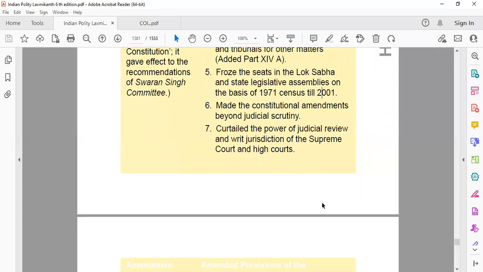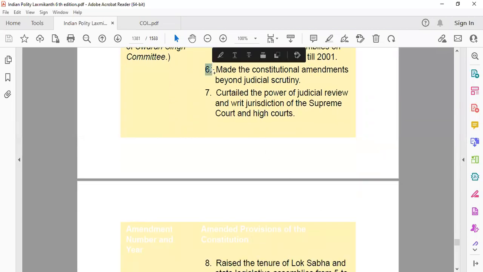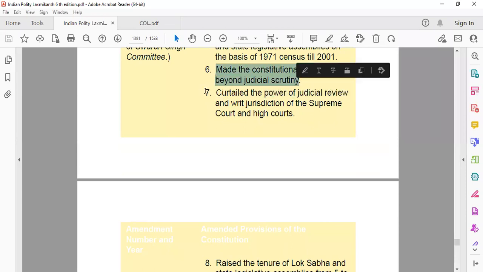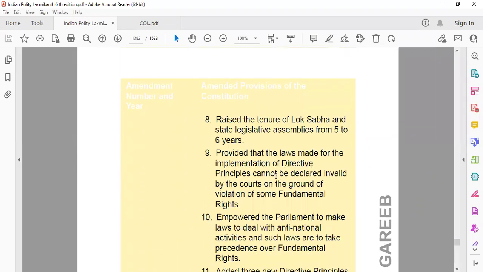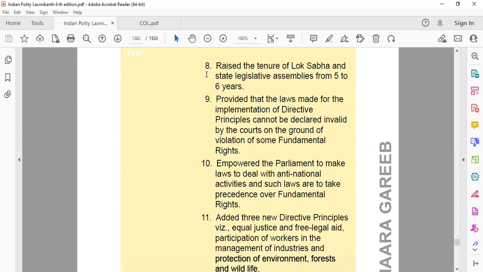Made the constitutional amendments beyond judicial scrutiny. Curtailed the power of judicial review and writ jurisdiction of the Supreme Court and High Court. Raised the tenure of Lok Sabha and state legislative assemblies from 5 to 6 years.